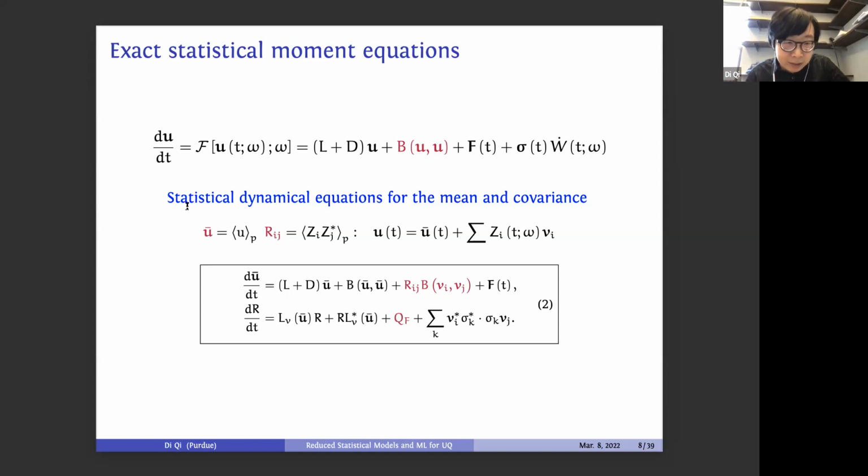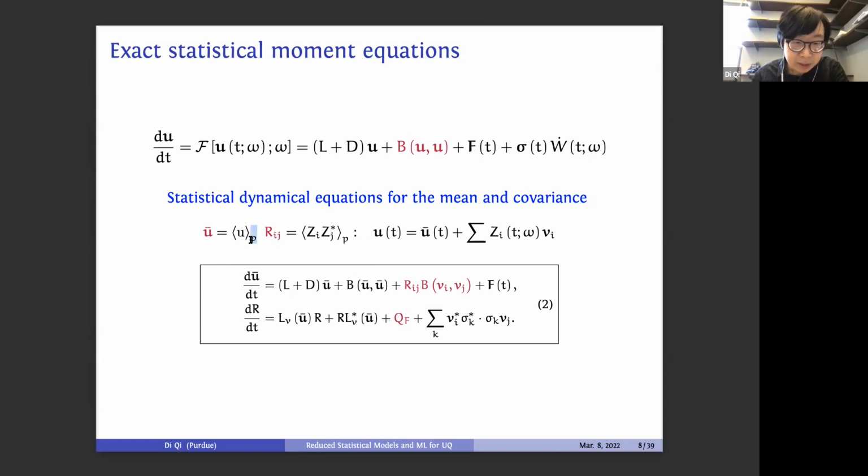And the strategy we take here is instead to take one step backward to consider each order of characteristics of the PDF, say the first and second moments. So we try to derive the dynamical equation for the statistical mean and covariance. And here I directly show you the resulting equation.